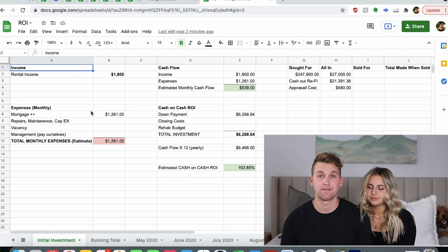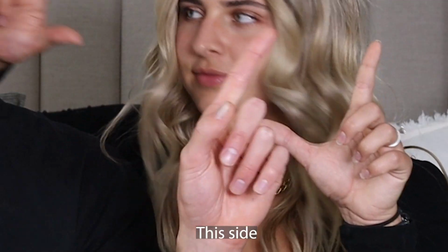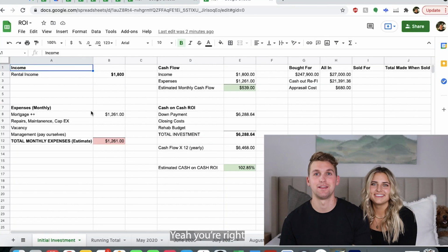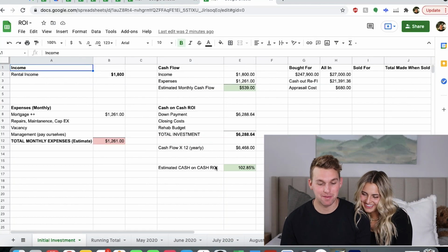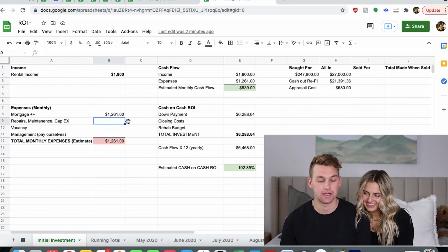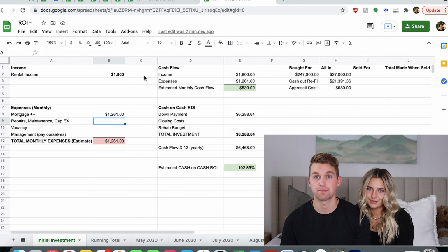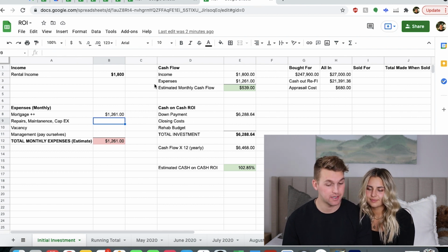So on the top left hand side here, is left side. Yeah, you're right, left. Top left hand side is the estimated rent that we'll collect, which we had figured out for this property in particular would be $1,800.